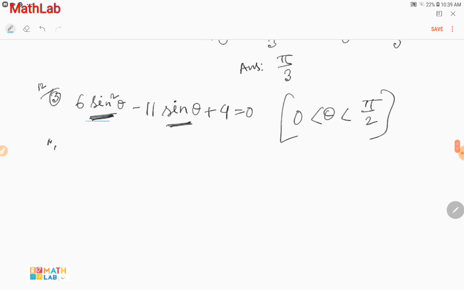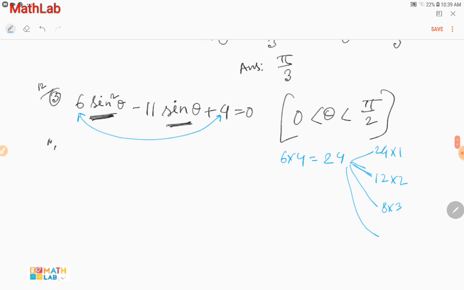So how do we do it? First we have to multiply 6 and 4, that will be 24. How do we calculate it? 24 ones are 24, then 12 twos are 24, 8 into 3 is 24, and 6 into 4 is 24. From here if we add these pairs, 24 plus 1, that will be 25, 12 plus 2 will be 14, 8 plus 3 will be 11, 6 plus 4 will be 10.